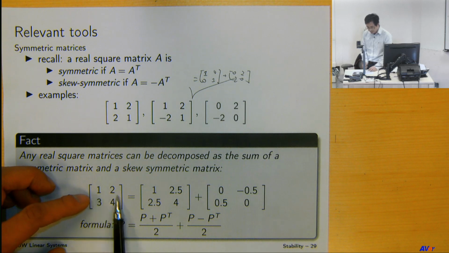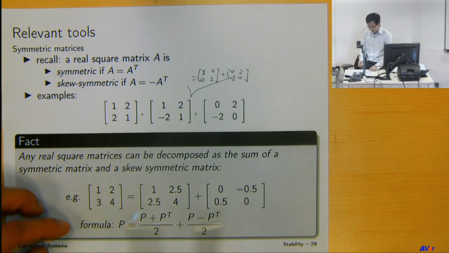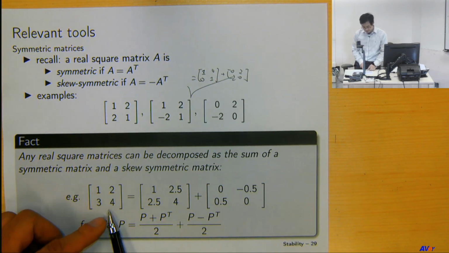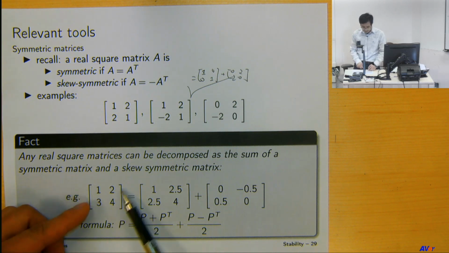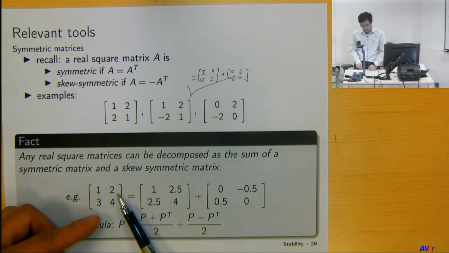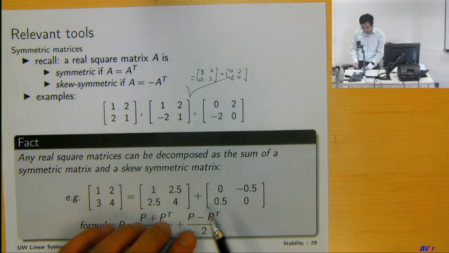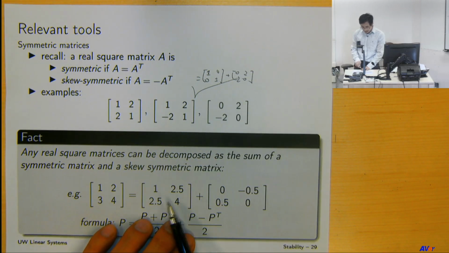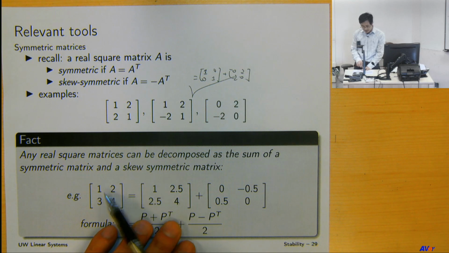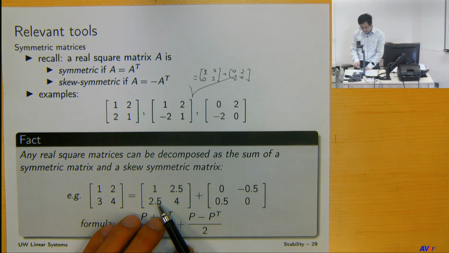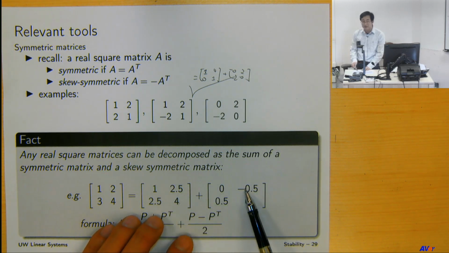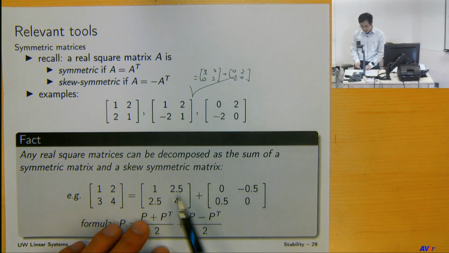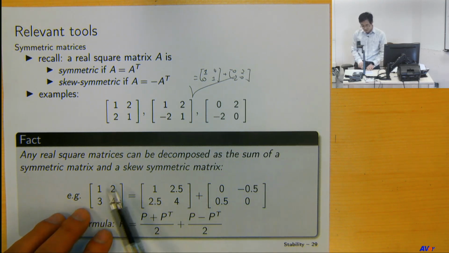So let's take a look at 1, 2, 3, 4. This is the simplest example. It doesn't look symmetric at all, and it doesn't look skew symmetric at all. But you can see that it can be decomposed like this: 1 for the diagonal elements, and in the off-diagonal elements you get 2.5, 2.5, and then here you get negative 0.5 and positive 0.5. Adding up together you get 1, 2, 3, 4.